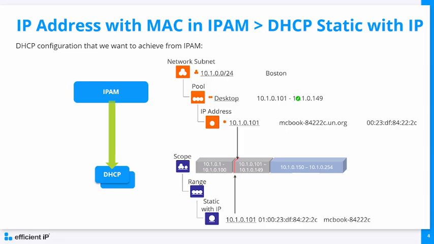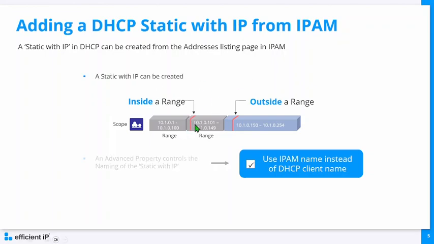Okay, right? So that's why you see this here. Fine. Now, for the range where the pool in IPAM is read-only, you cannot assign static with IP. You cannot, because it's a read-only pool. Read-only pool, you cannot go and assign an IP address.